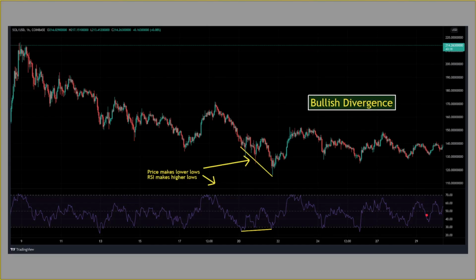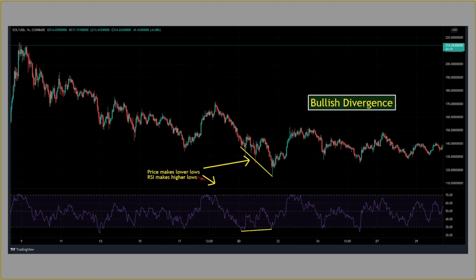Here are some examples of how this plays out on a chart. In this situation, this is our bullish divergence. This is Solana, the 1 hour chart. Price makes noticeable lower lows from here to here, from, let's say, 135 to a low of about 115, give or take.